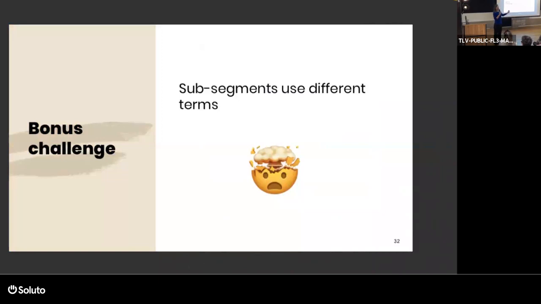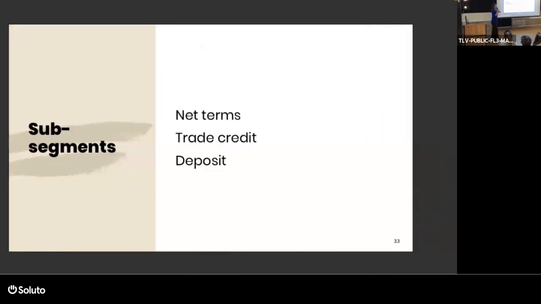All right, there's a bonus challenge here, which is subsegments may use different terms. So until now, we've been talking about the buyer segment and the seller segment, and they may not use exactly the same terminology. But what if you have sellers and sellers who don't use the same terminology? Our entire product is a net terms product, and not all sellers call it net terms. We found out that they call it trade credit often because it's credit that they're extending, but in exchange for stuff. So yeah, you can have the 60 days, but I still have your hats.